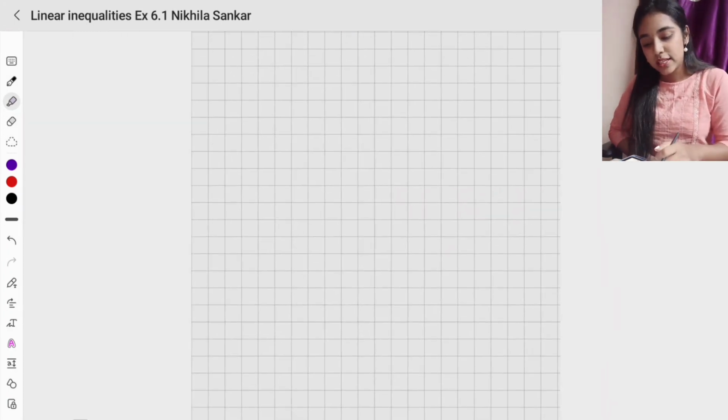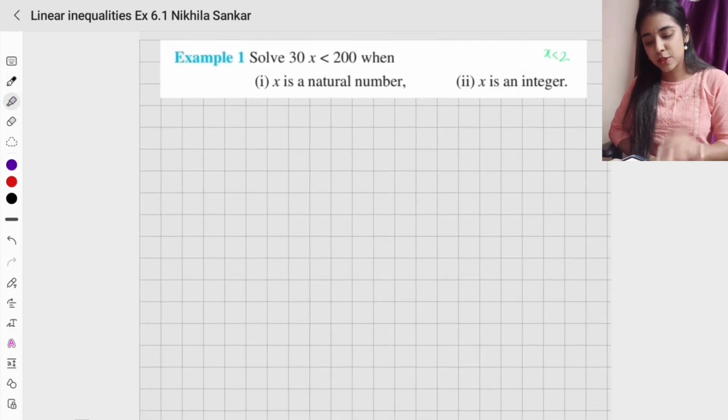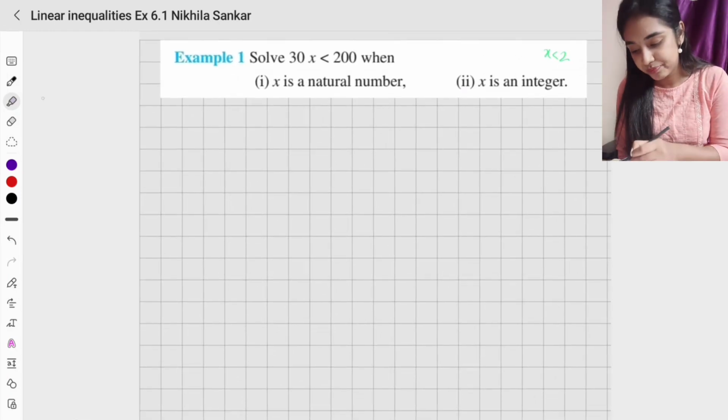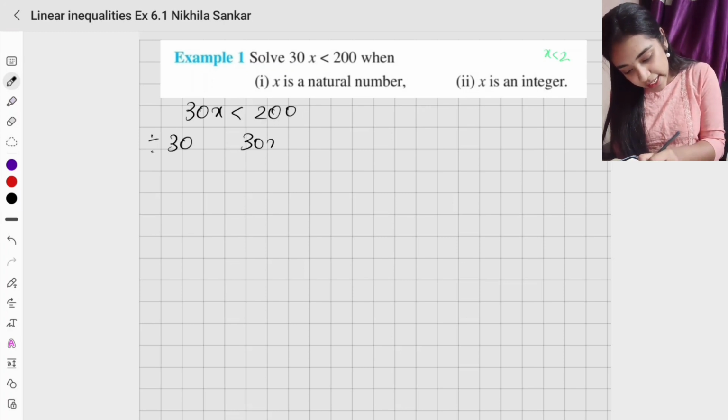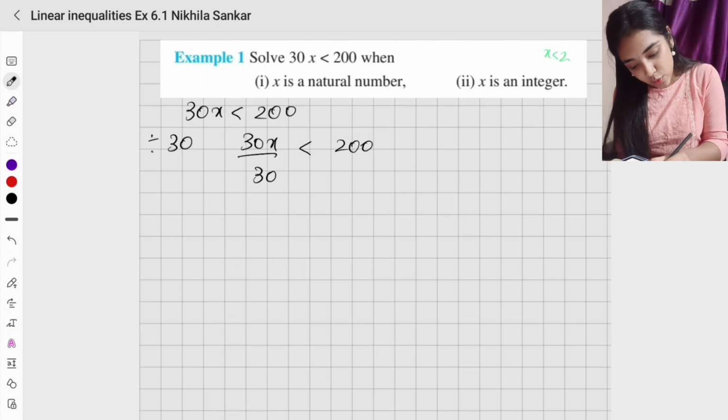Okay, now let's do some example questions. You'll understand this concept much more clearly. Now, what do we have? First question: solve 30x less than 200. I'm going to divide both sides by 30. So what will I have? 30x divided by 30 less than 200 divided by 30.